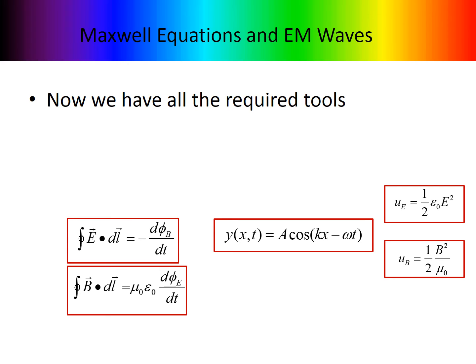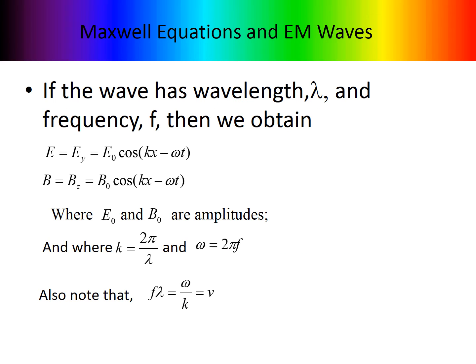Now we have everything we need to develop the electromagnetic wave theory. This is very algebra intense in these upcoming slides, so please be sure to rewatch this if need be. If the wave has wavelength lambda and frequency f, then we plug in to get the following. And these should make sense based on the wave equations and our definitions for the wave number and for omega.